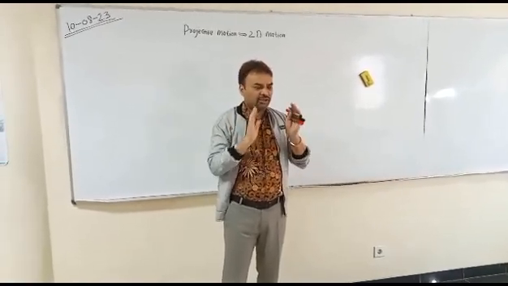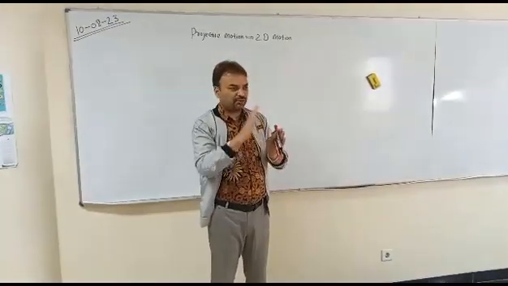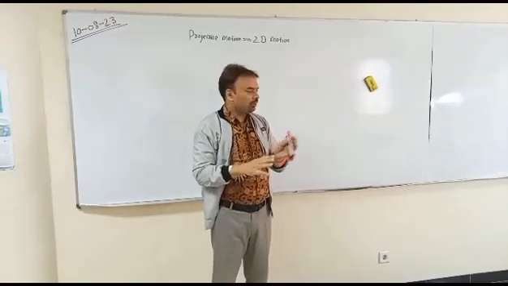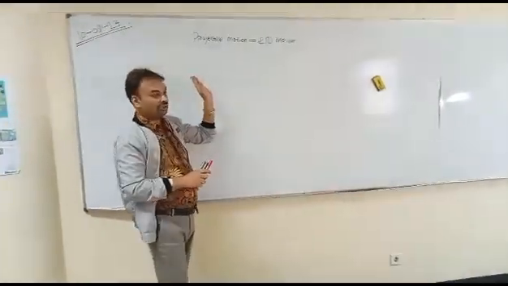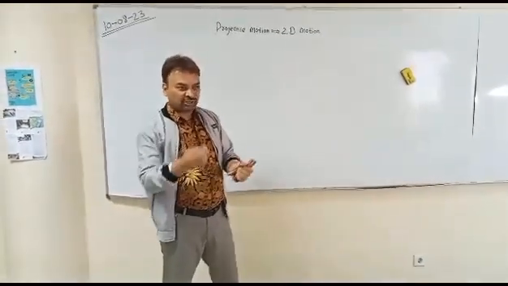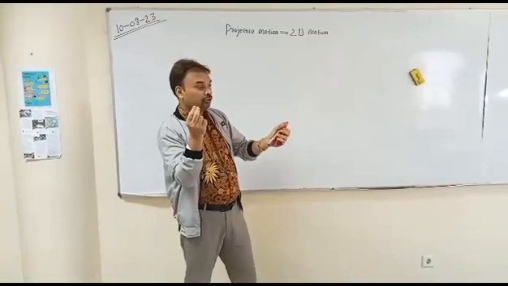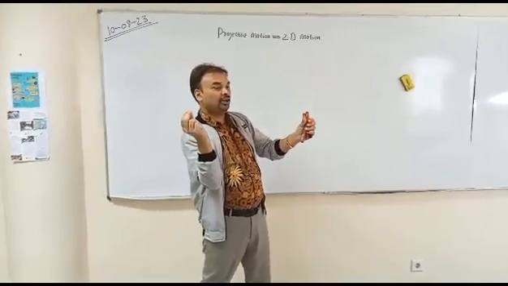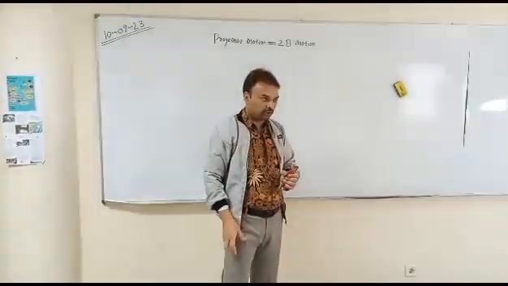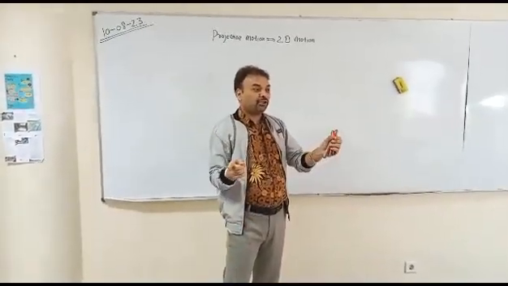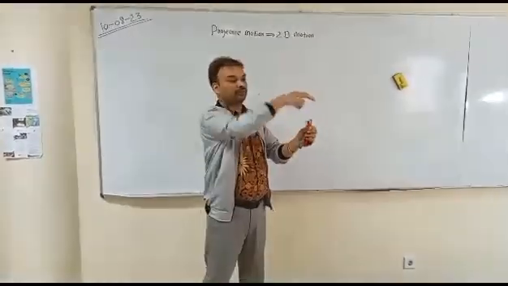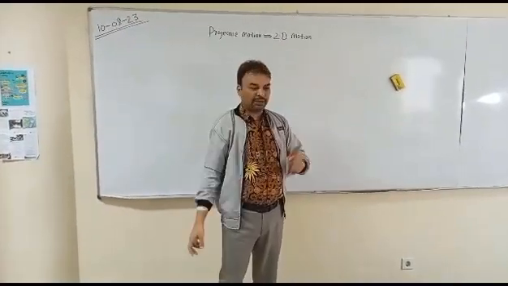So in the 1D motion, we already studied the displacement-time graph and the velocity-time graph. Now finally, today's topic is projectile motion, which is a 2D motion. Projectile means when we throw something, it moves in a parabolic path. That parabolic path is basically projectile motion. You throw anything, small or big, and it moves in a parabolic path.